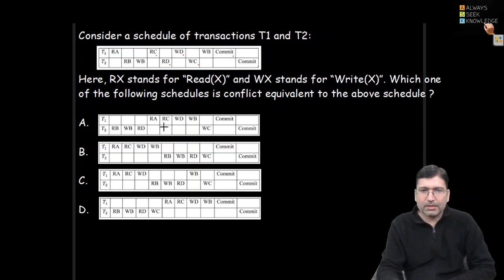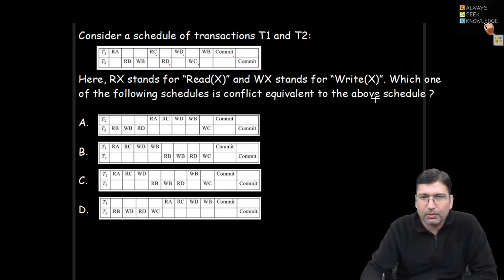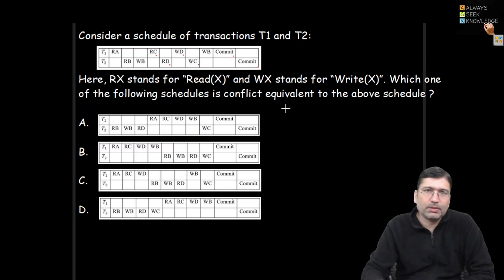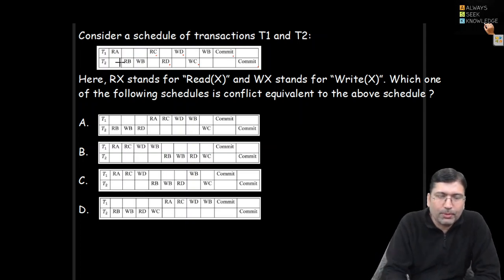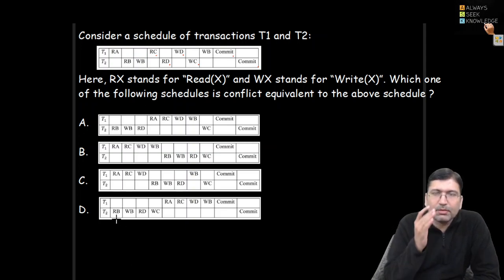Now which one of the following schedules is conflict equivalent to the above schedule? Conflict equivalent. The equivalency of two schedules depends on the order of operations being performed. So if you compare, the very first read operation on A in this schedule is being performed by T1. So whatever these four options are given, we need to check. The very first read operation on A must be done by T1.